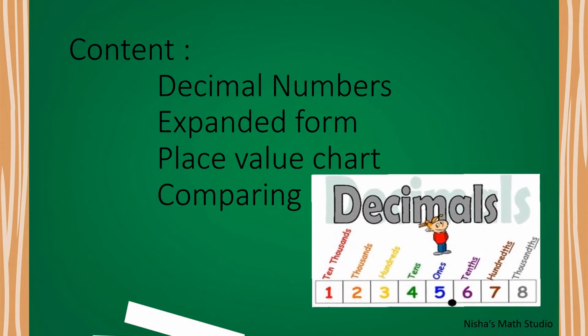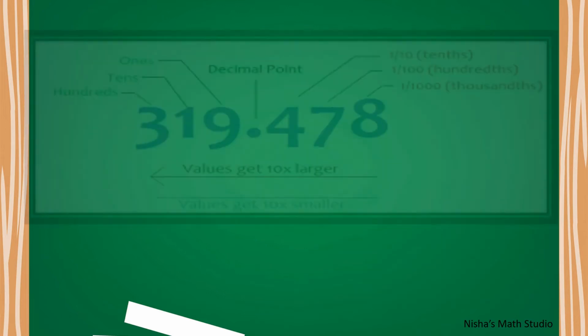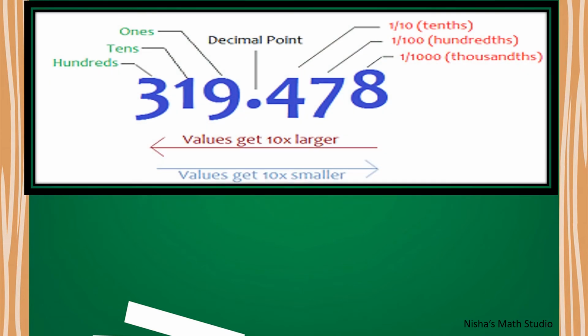In today's video, we learn decimal numbers, expanded form of decimal numbers, place value chart and comparing the decimals. Now let's see what is a decimal number. On the screen here, you see the decimal number, that is 319.478. This decimal point is the one which helps us to recognize that the number is a decimal number.